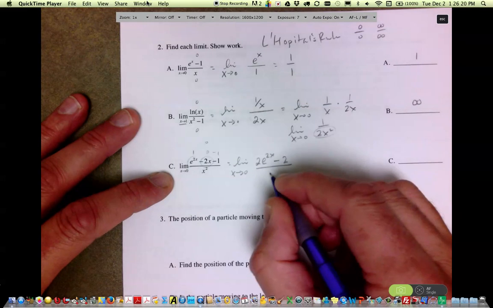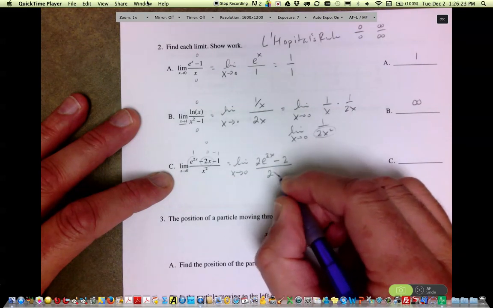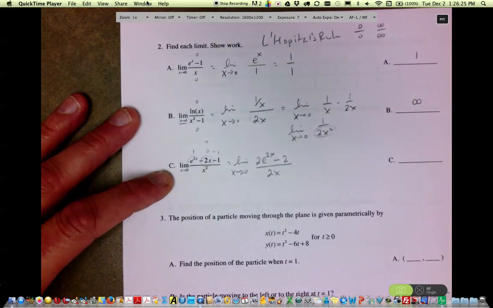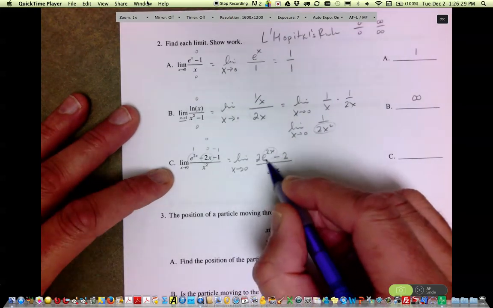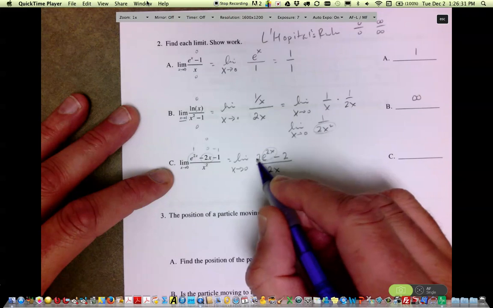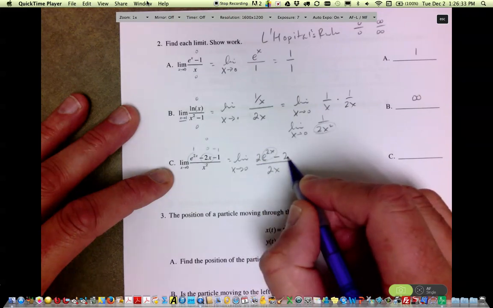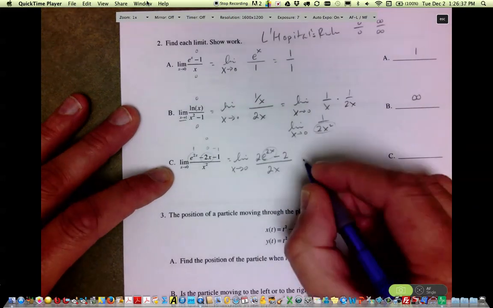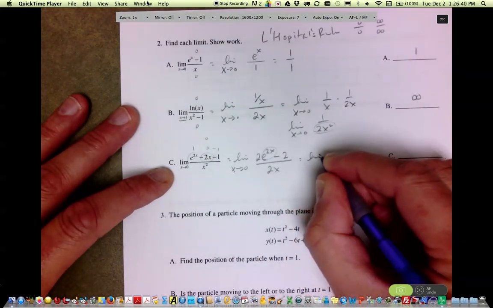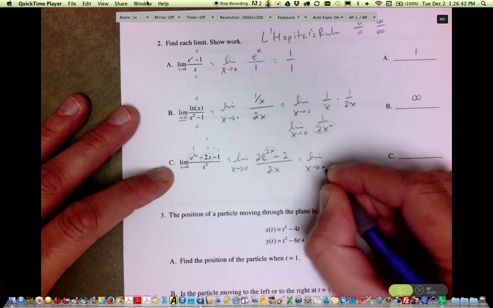And then divided by the derivative, there is going to be 2x. Now, as x gets close to 0, e to the 2x is going to get close to 1. This is going to be close to 2 minus 2, so it's close to 0. And as x gets close to 0, this gets close to 0. L'Hopital's rule says that when that happens, just apply it again.